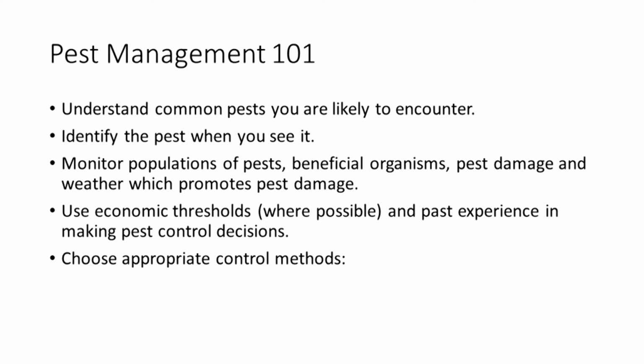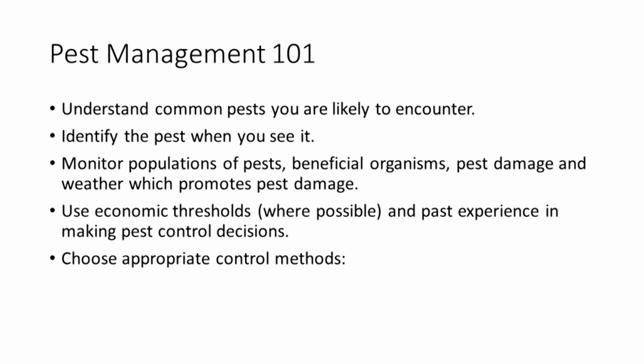Third, you've got to monitor those populations. You have to monitor the pests, beneficial organisms, the level of pest damage, as well as weather, which can promote pest damage. So certainly some diseases in Ontario, the risk of encountering them, are going to be dependent on weather. And so you can use weather forecasting models to help you gauge risks in terms of diseases or even insects, because you can say life cycles are dependent on growing degree days, or can be predicted based on growing degree days, similar to crops. Fourth, use economic thresholds where possible and past experience when making pest control decisions.